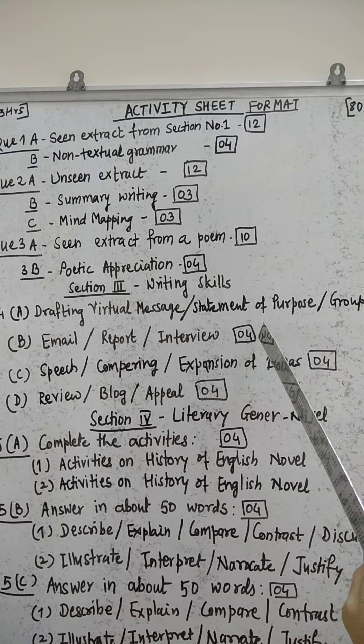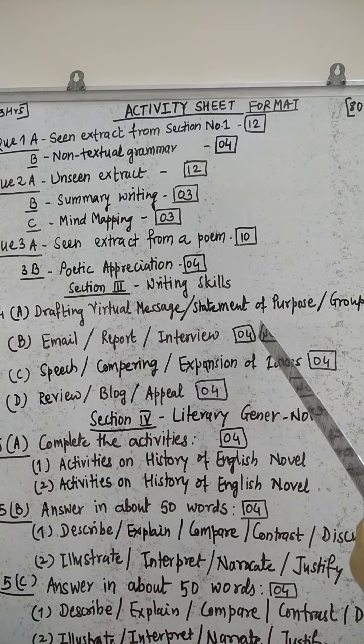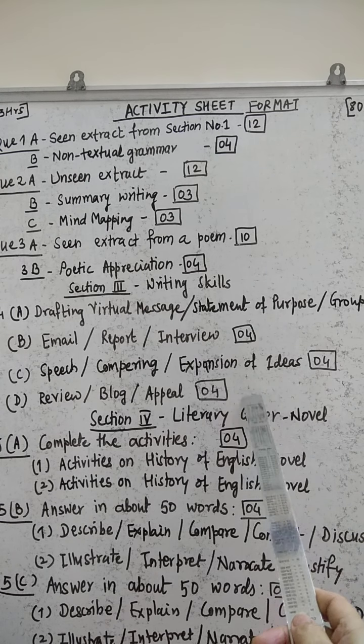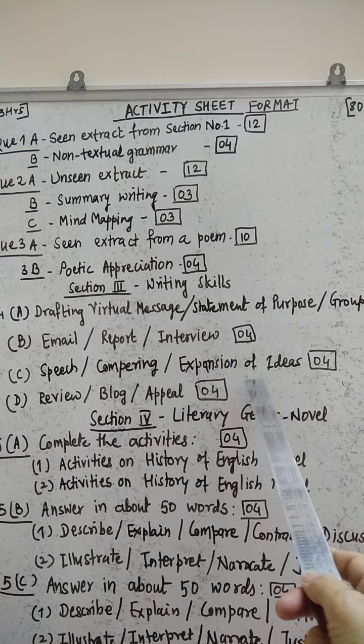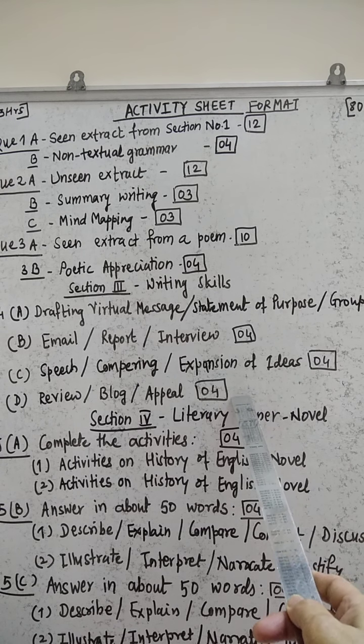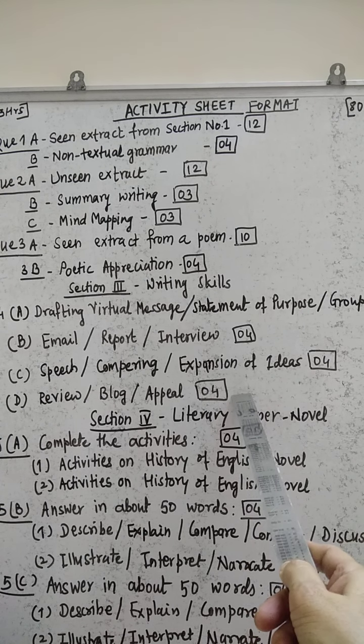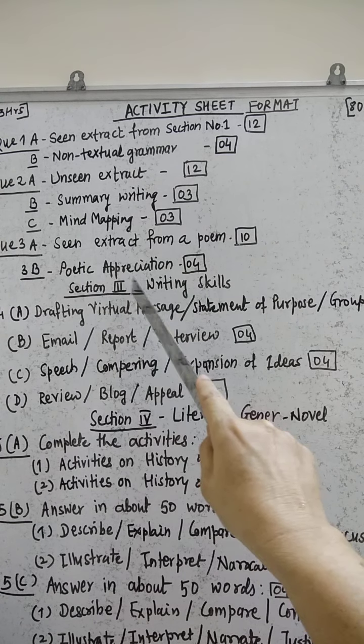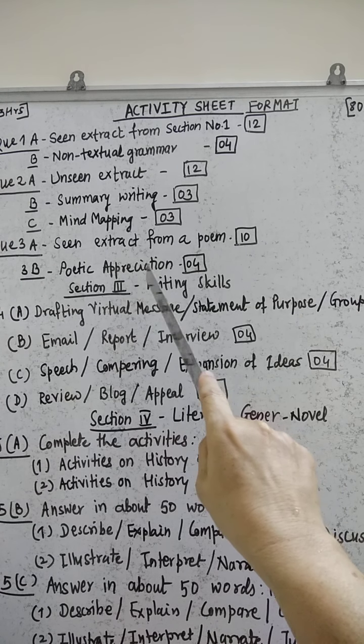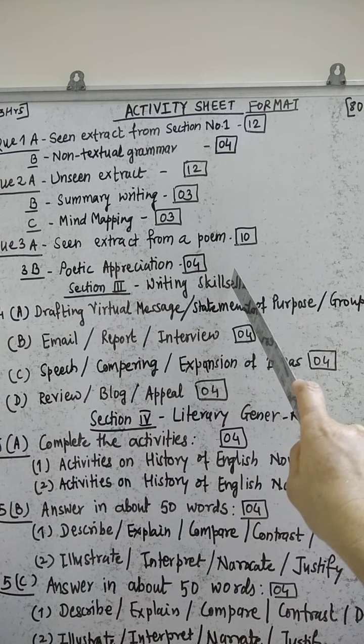So the expected length of the answer is almost the same. You are supposed to attempt it in say up to 125 words. So this is everything about the third section under writing skills.